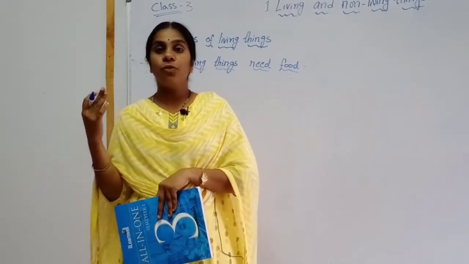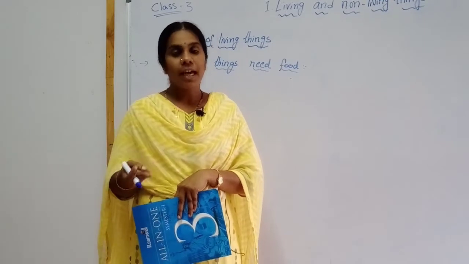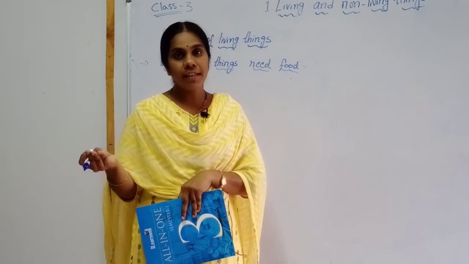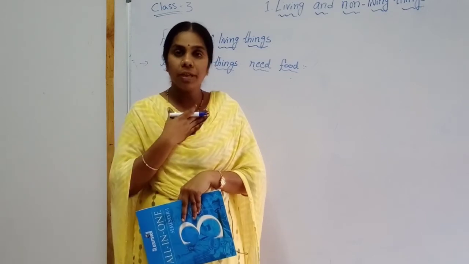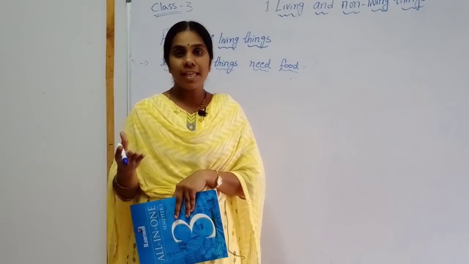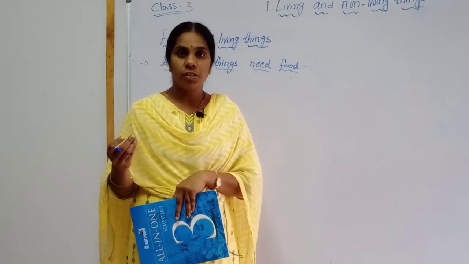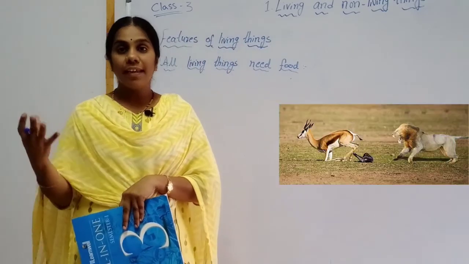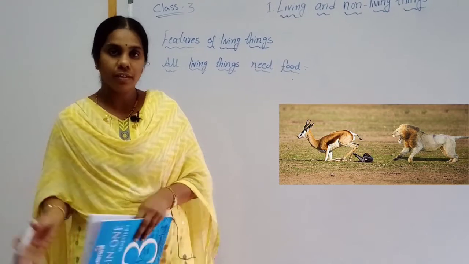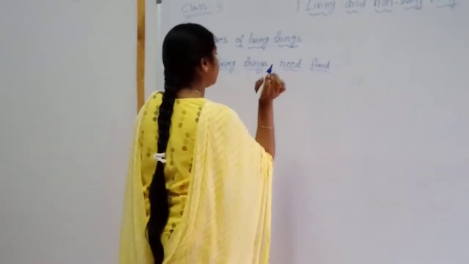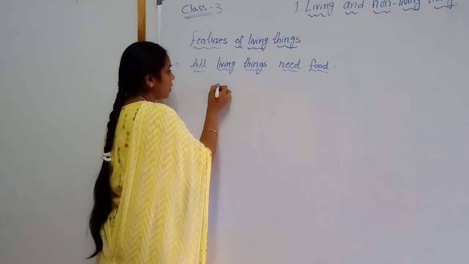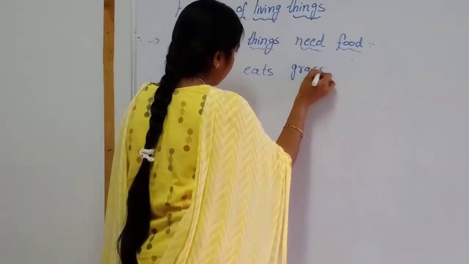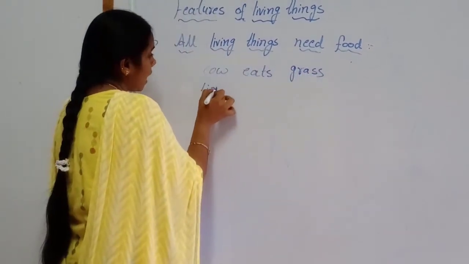Animals get their food from other animals and other plants. They depend on plants and animals. We human beings also depend on plants and animals for food. The cow eats grass and the lion eats other animals. Okay? All living things need food.